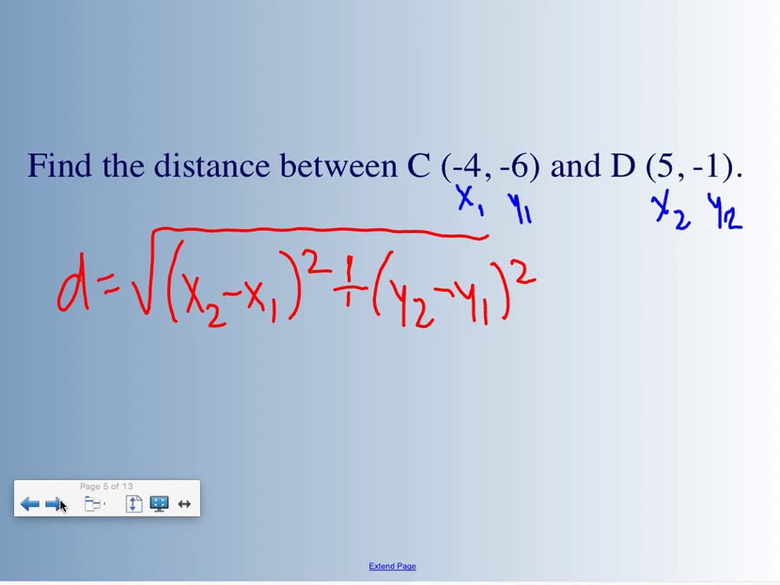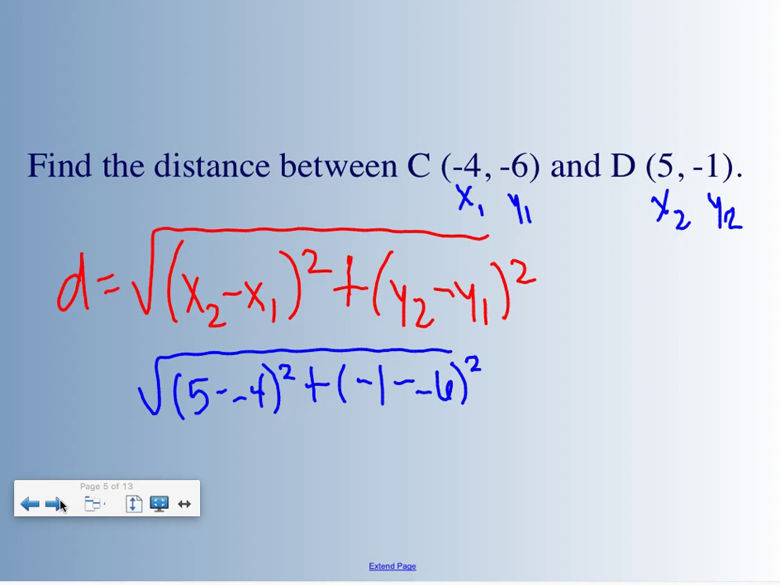So what is my x2? 5. So I come down here and plug in 5 where I see an x2. What's my x1? -4. What's my y2? -1. Minus, what's my y1? -6. -6 squared. Does everyone see where I got those numbers? Yep. Okay.